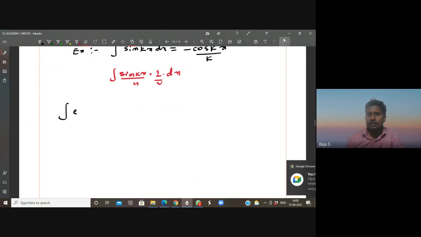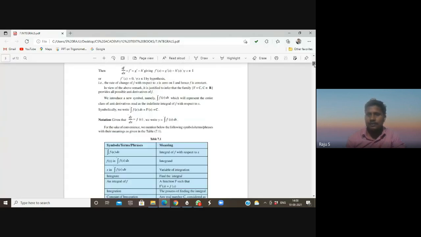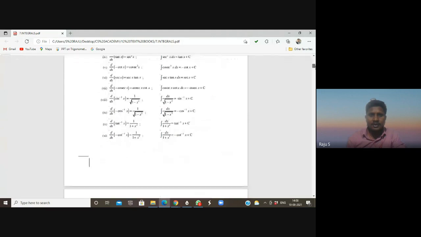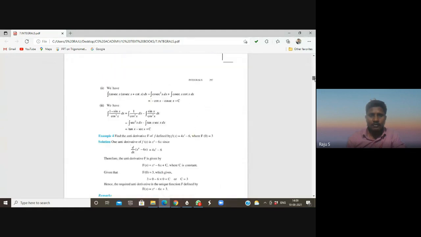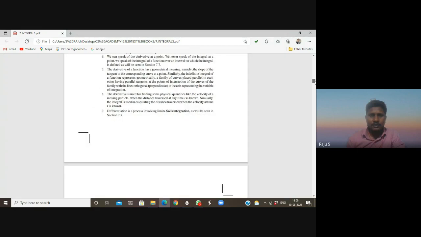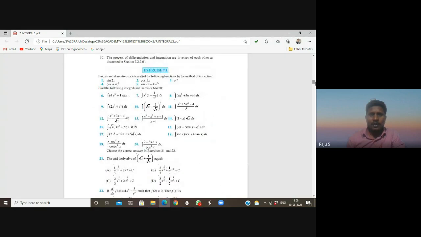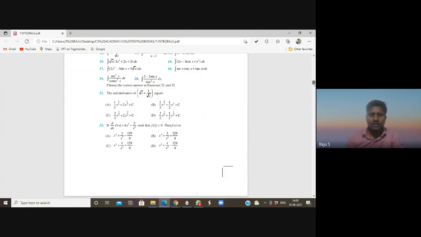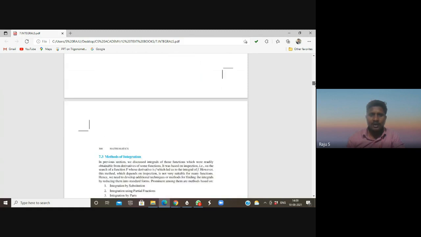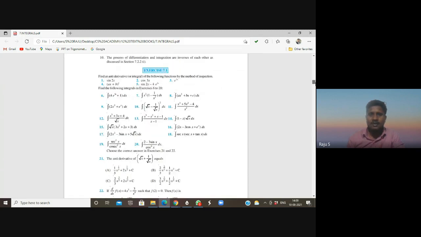I'll explain that more briefly. It's not necessary to use all these formulas for the first three or four exercises. Look here, all the problems are very easy. The U by V formula is not required. We can apply the direct formulas. The first exercise we can do directly.